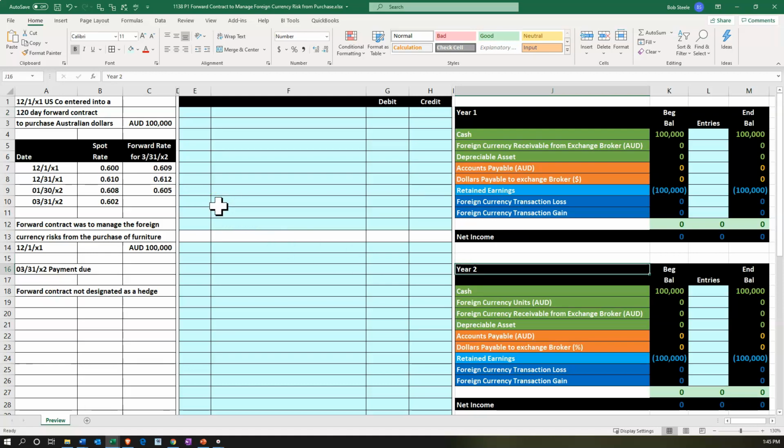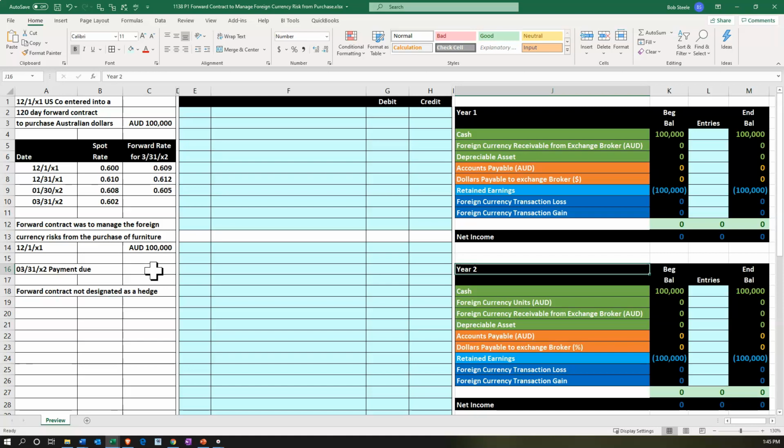We have on 12/1/X1, the U.S. company, that's us, entered into a 120-day forward contract to purchase Australian dollars, 100,000 of them. We have the relevant spot rate and forward rates. We'll come back to them in a second. The forward contract was to manage the foreign currency risks from the purchase of furniture 12/1/X1, and that was for 100,000 Australian dollars. We promised to pay that amount in the future on 3/31/X2, the foreign contract not designated as a hedge. Okay, let's recap that.